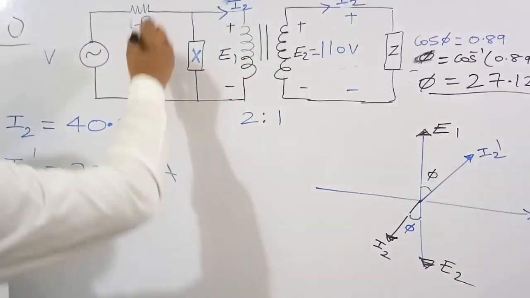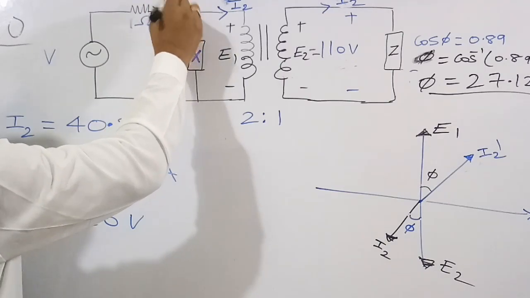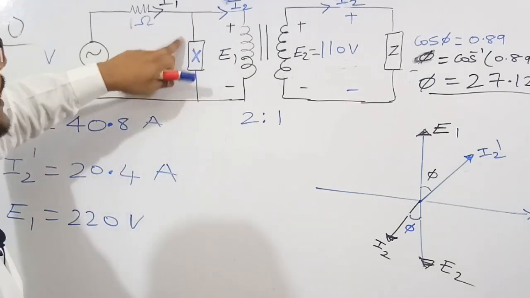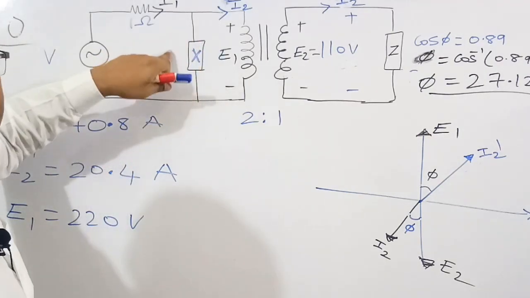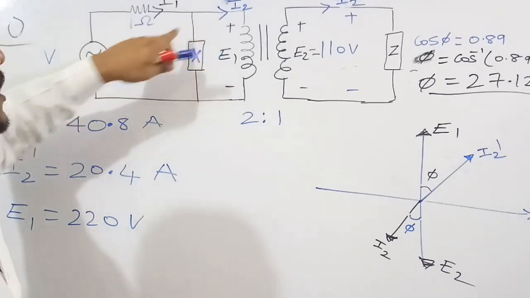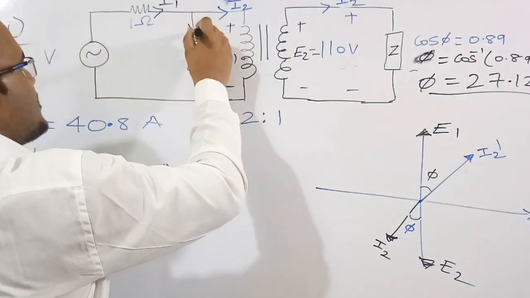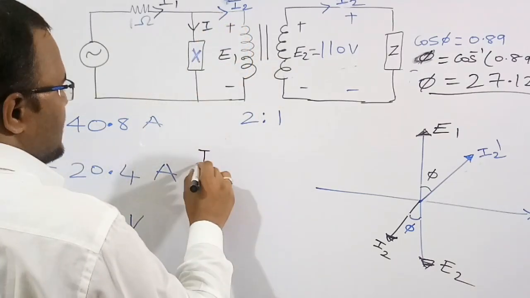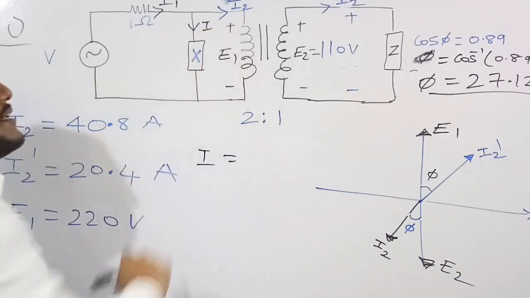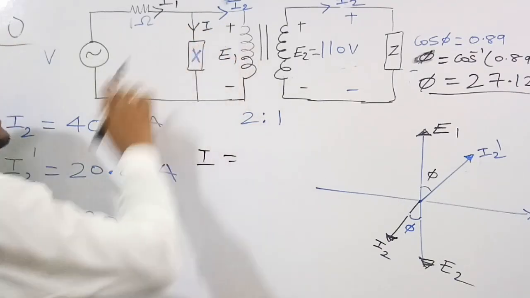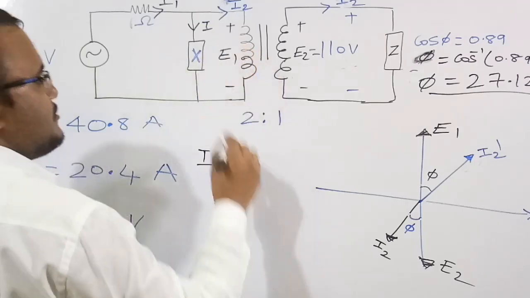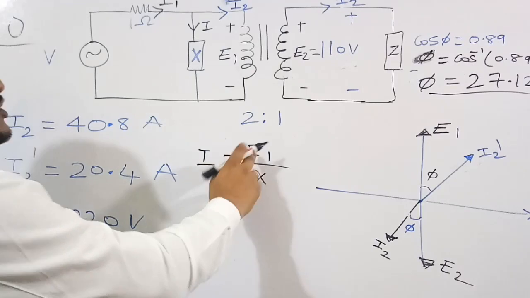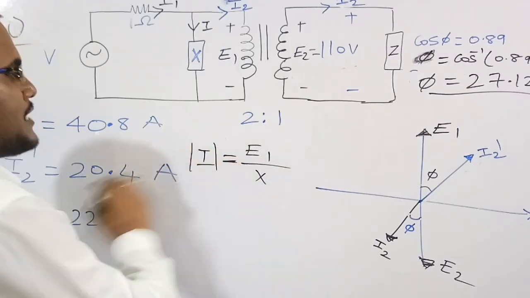Now this is the primary current, let me assume this is I1. Let me assume there is some reactance element here. The current is the voltage across this element divided by the reactance of the element. The voltage across the element is E1 and the reactance is X, so I is equal to V by X. I am calculating the magnitude value.